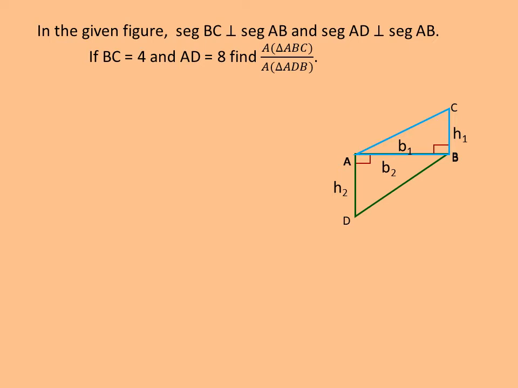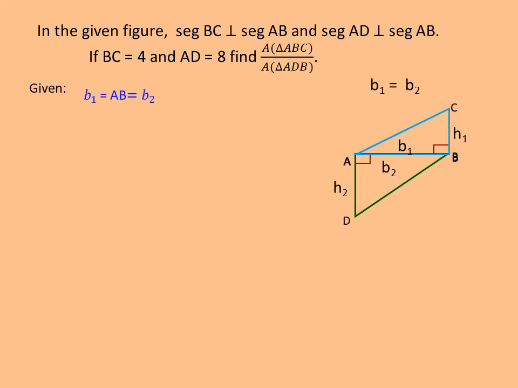First observe the diagram. BC is the height of the blue triangle and B1 is the base of the blue triangle. So the height of the blue triangle we have taken as h1. So triangle ABC has h1 as height and base as b1. The green triangle, that is triangle ADB, has b2 as a base and height is h2. But as you can see in the diagram, AB is common for both the triangles. So the bases are equal. B1 equals B2.